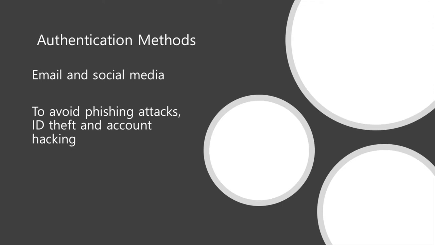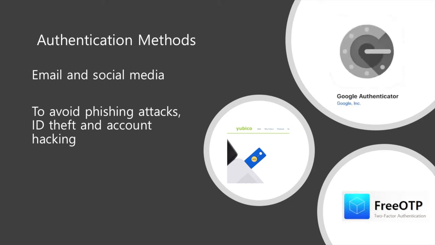There are 3 types of two-factor authentication: using SMS or text messages, mobile phone apps, and physical security keys. Free OTP or Google Authenticator are the most widely used apps for two-factor authentication. Setting up two-factor authentication is quick and easy. See the tutorial linked below for guided instructions.